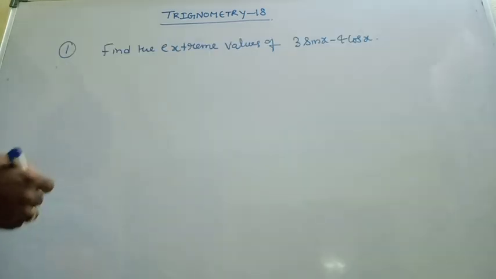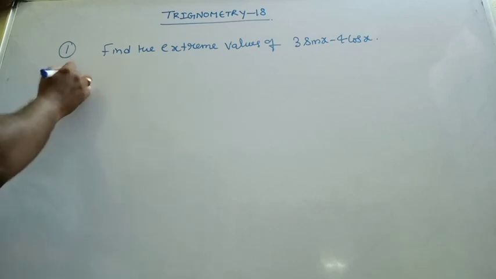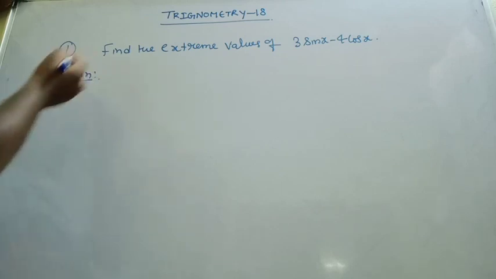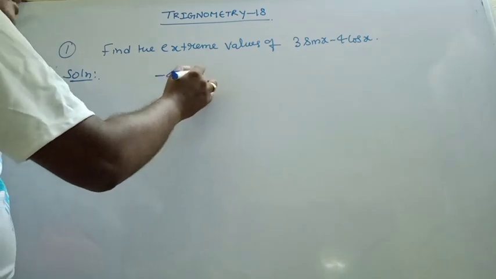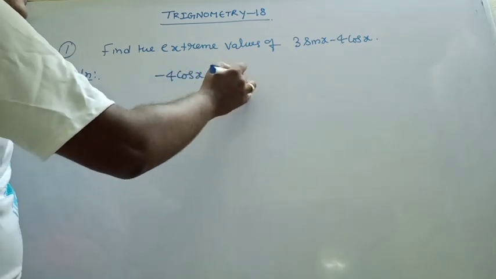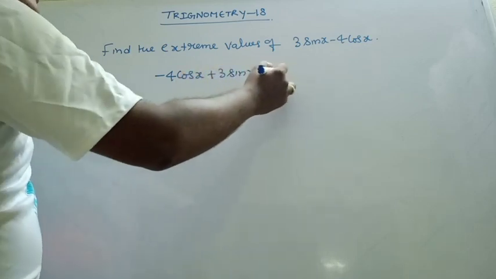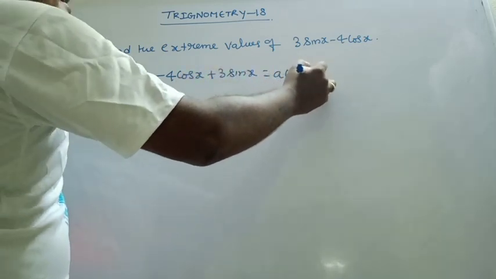Now we have immediately one problem, my dear students. Based on this, find the extreme values of 3 sin x minus 4 cos x. Let us write this in the form minus 4 cos x plus 3 sin x, like this, right? It is in the form a cos x plus b sin x.